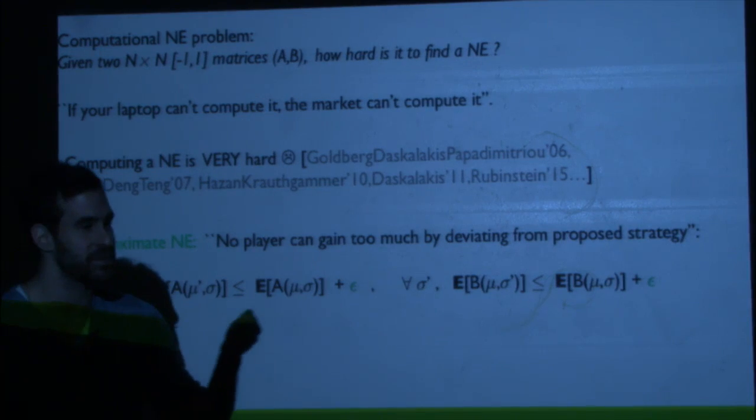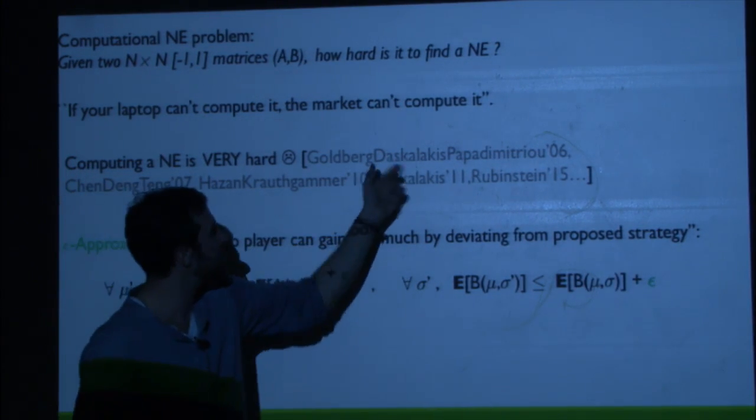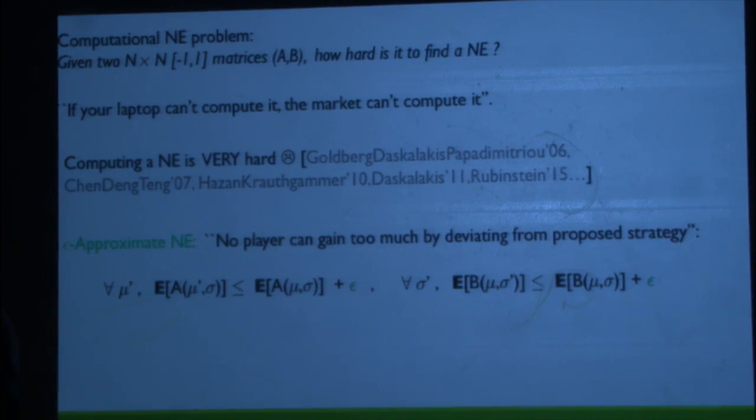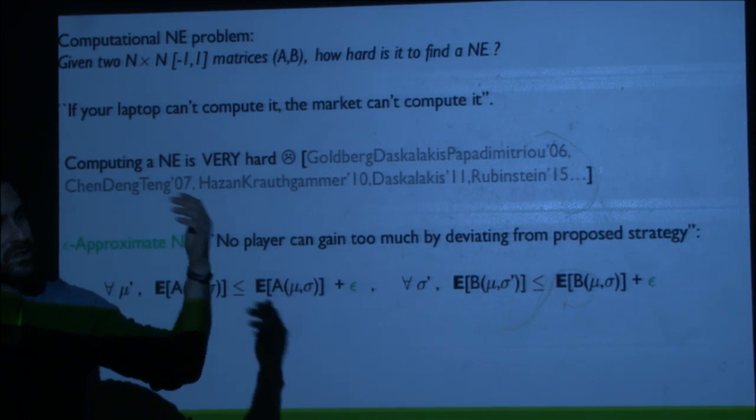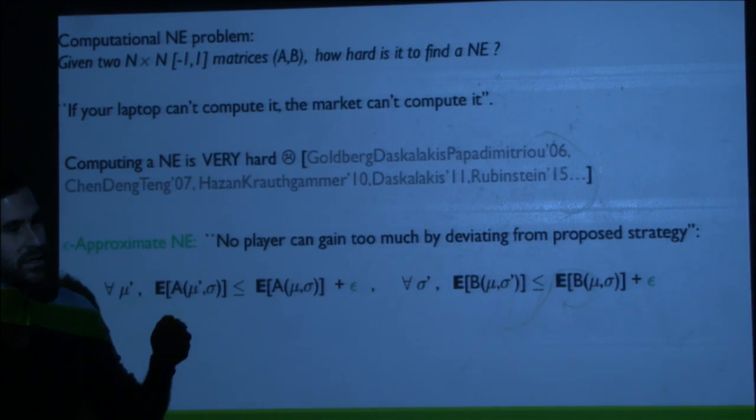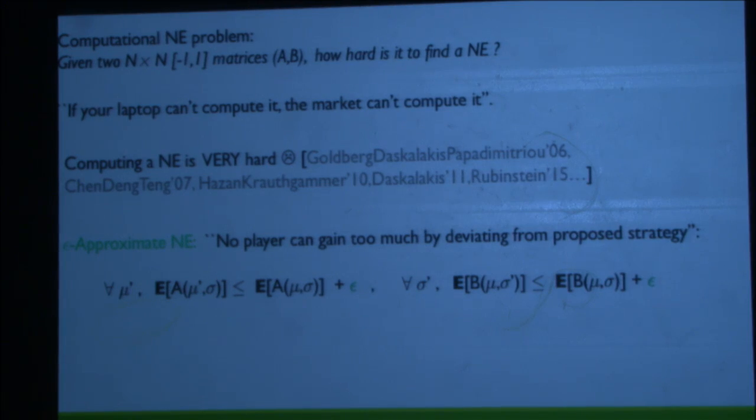In fact, the PPAD hardness result, the classical one of Goldberg et al., was for the approximate equilibrium problem with exponentially small precision. If it's low rank, or if it's sparse, it's still hard. I mean rank 1 is known to be something of this sort. I'm not familiar with this result.